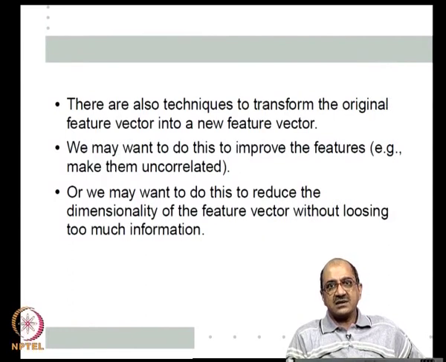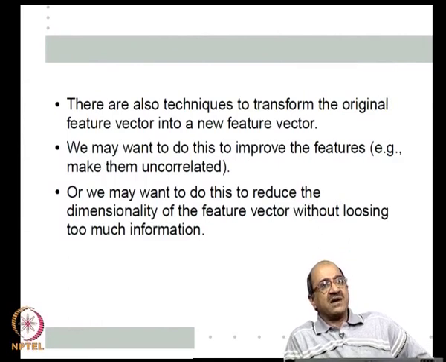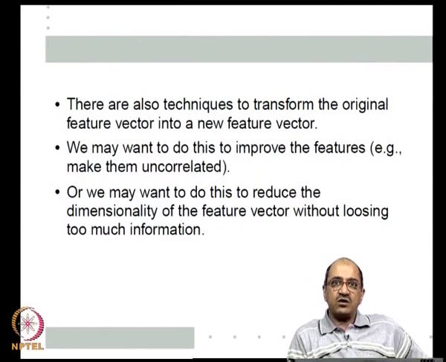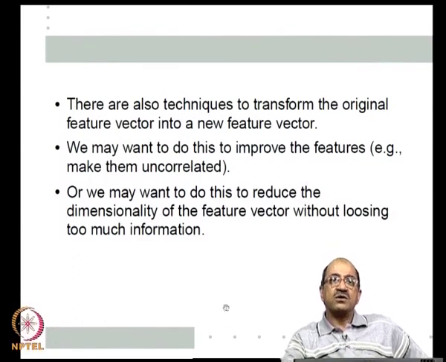I may ask, instead of having this 100 dimensional feature vector, can I have some 50 dimensional feature vector? Of course, just dropping 50 of them may not be the best solution, but if I transform them first and then drop 50, it might be better, right. So, I may want to transform them to get a better dimensionality reduction.